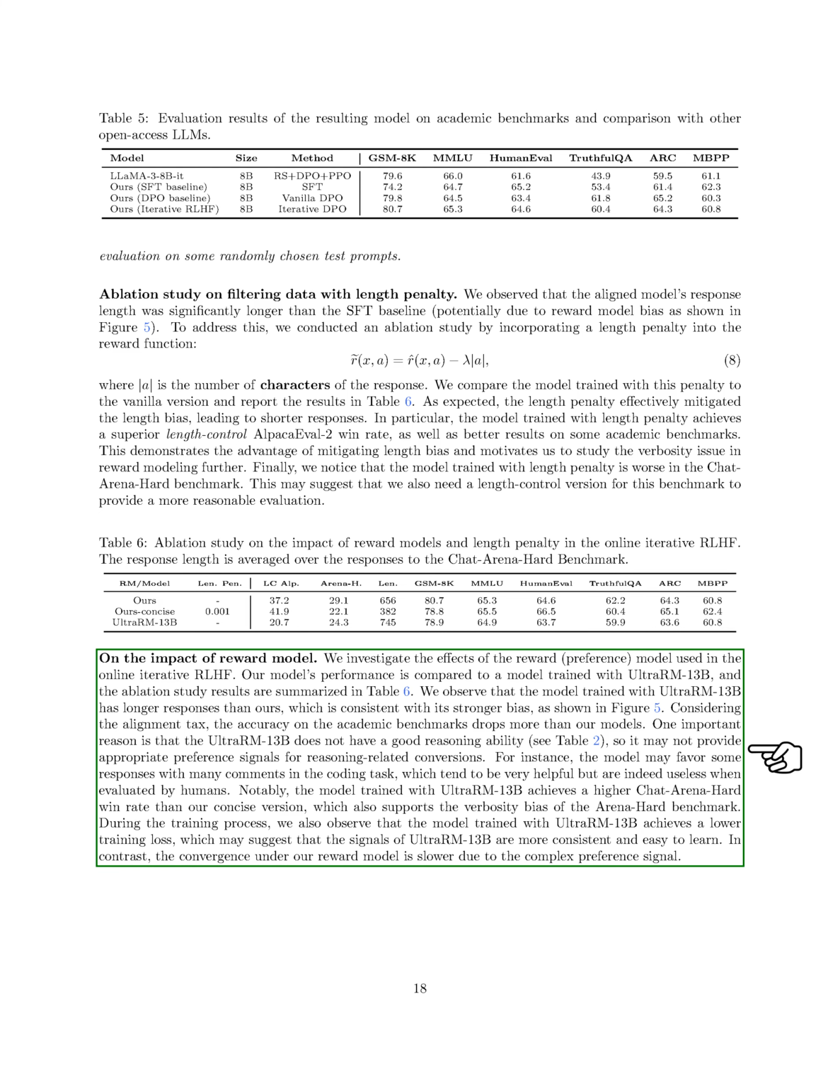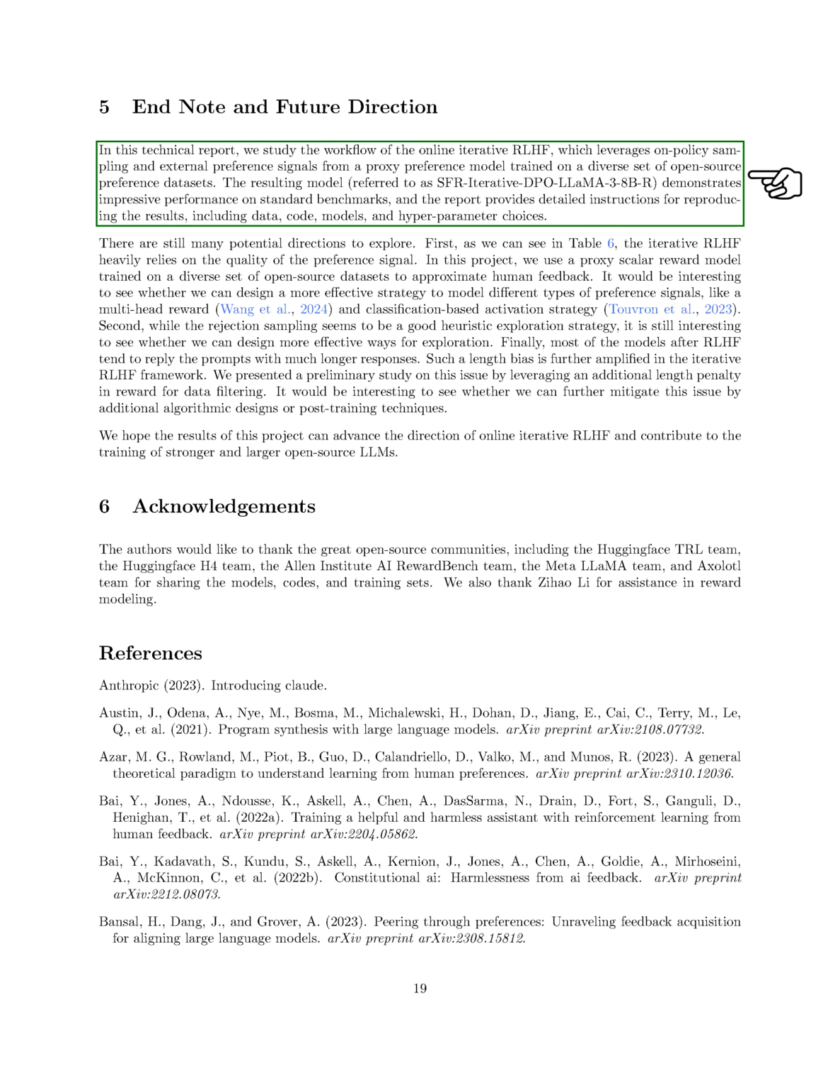Section: Endnote and Future Direction. In this section, we examine the workflow of the Online Iterative RLHF. We utilized on-policy sampling and external preference signals from a proxy preference model trained on various open-source preference datasets. The resulting model, named SFR-Iterative-DPO-Llama-3-8B-R, showed impressive performance on standard benchmarks. We have provided detailed instructions on how to replicate these results, including data, code, models, and hyperparameter choices.